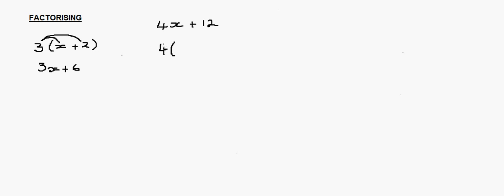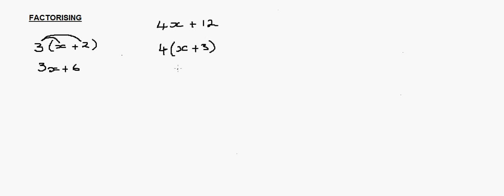So it's now just a question of what times 4 will give me 4x. Now 4 times x will give me 4x. And what times 4 will give me plus 12? Well, that will be plus 3. So you can see that I've just gone back to this state. 4 times x is 4x and 4 times 3 is 12.